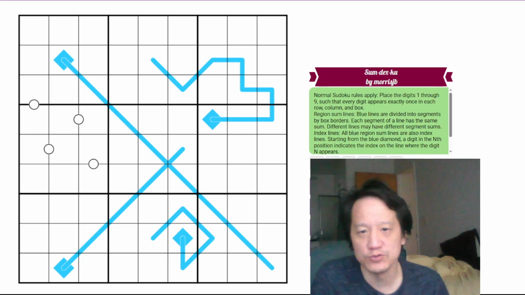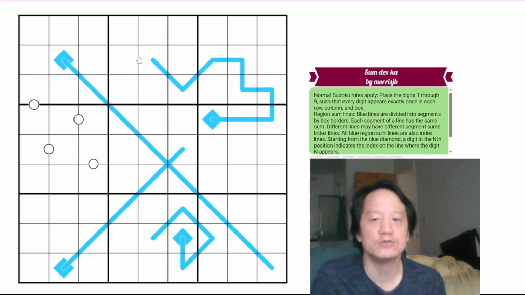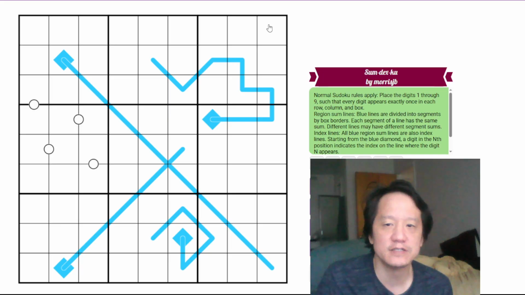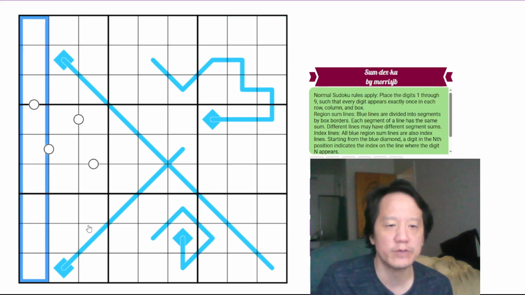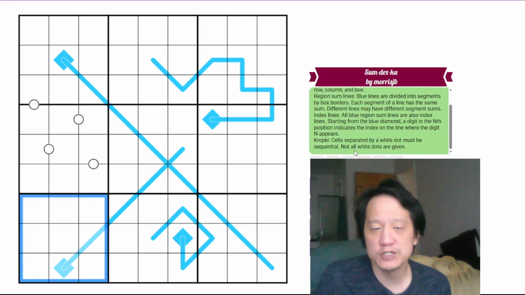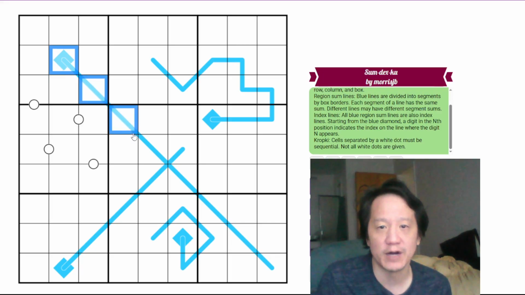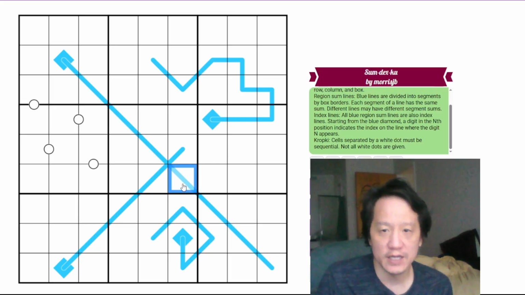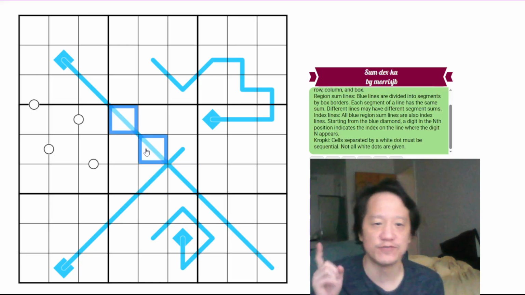And here are the rules. Normal Sudoku rules apply. Place the digits 1 through 9 such that each digit appears exactly once in each row, column, and box. We have region sum lines, where blue lines are divided into segments by box borders. Each segment of the line has the same sum, and different lines may have different segment sums.